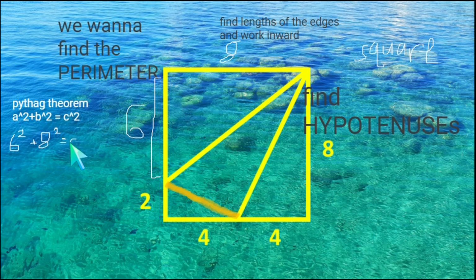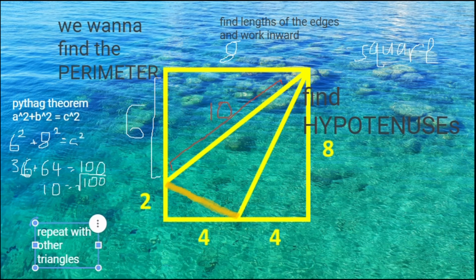To find this, we have the Pythagorean theorem, a squared plus b squared equals c squared. At this point, we're just substituting our values for the legs of our triangles, our a's and b's, to get our c values, which is the edges of the triangles on the inside of the square. And this is what we need to find a perimeter. So 6 squared plus 8 squared equals 10 squared. And we just repeat this with the other triangles.